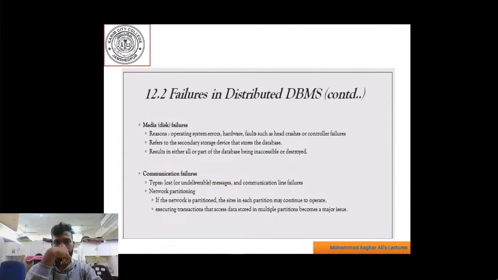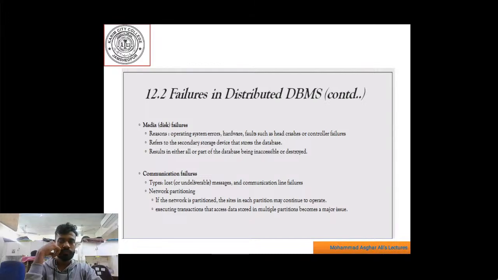And the fourth one is communication failures. The three types of failure described above are common to both centralized and distributed DBMS. Communication failures, however, are unique to the distributed case. There are a number of types of communication failures. The most common ones are errors in the messages, improperly ordered messages, lost messages, and line failures.